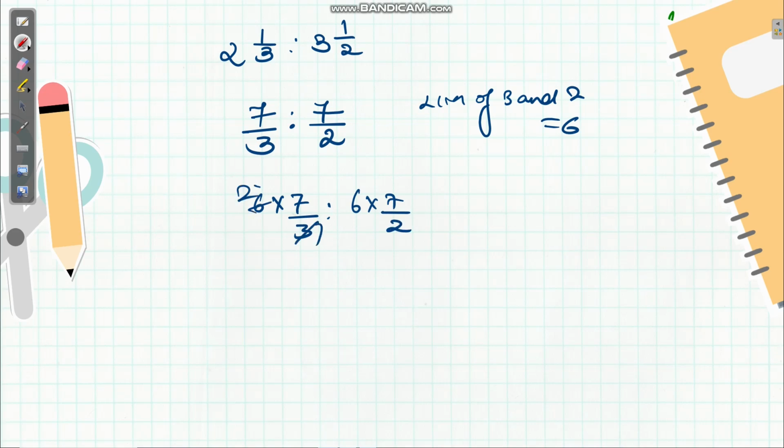3 ones are 3, 3 twos are 6. So here we'll get 14 is 2, 2 ones are 2, 2 threes are 6. That is 21. Can I divide it or reduce it by any number? So right now this is 14 upon 21.